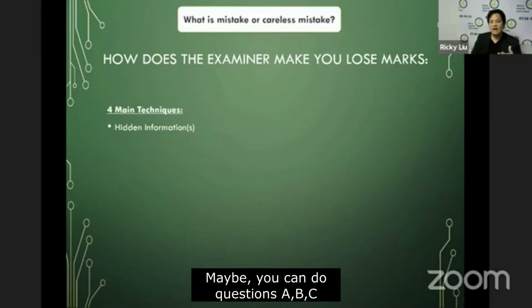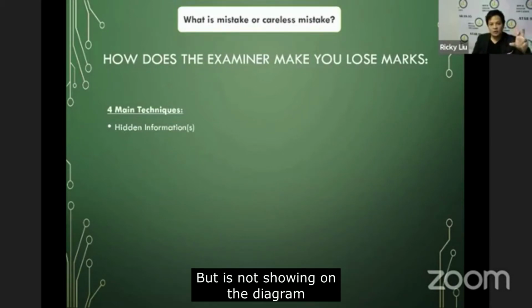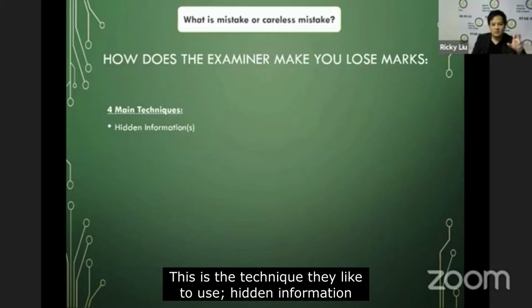Maybe you can do questions A, B, C. But once it comes up to D and E, you need the information written in the paragraph, but it's not showing on the diagram. This is a technique they like to use: hidden information.